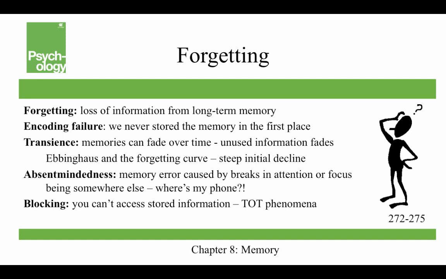The way to explain this is through Ebbinghaus. He came up with what he called the forgetting curve or forgetting function. It says that there's a steep initial decline in what you can remember, but you can always remember some things.